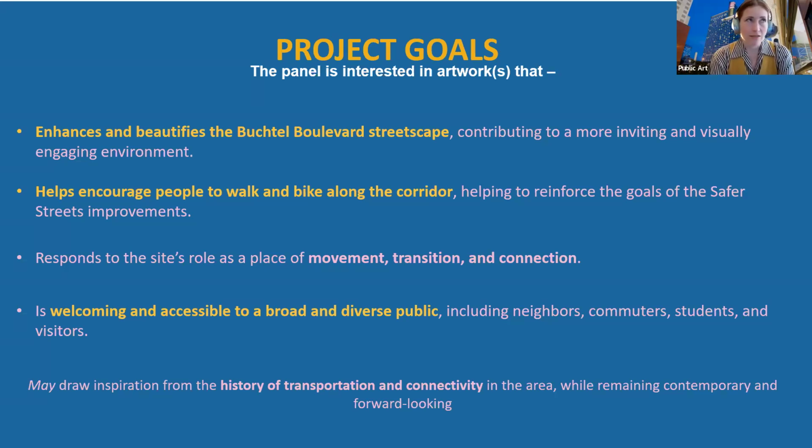They really want, in honor or in connection with the capital improvement project, the artwork itself to help encourage people to walk or bike along this corridor, to spend time there, and to get out of the car and be on this trail. Because this is a space of movement, transition, and connection, that may be a theme that the artwork could play with, but they didn't feel extremely strongly about that. But they just really do feel strongly that it's welcoming and accessible for a broad and diverse public.